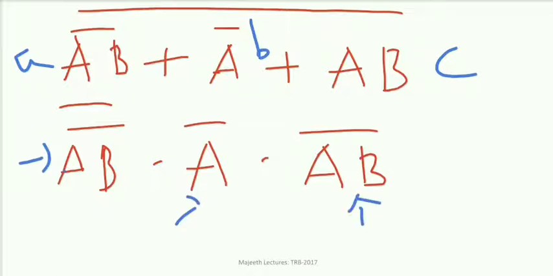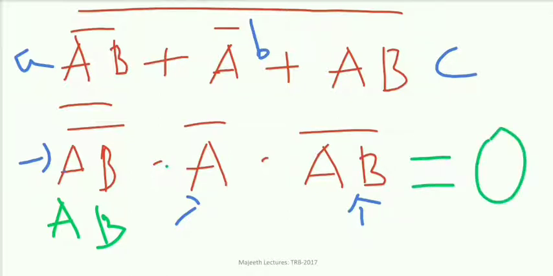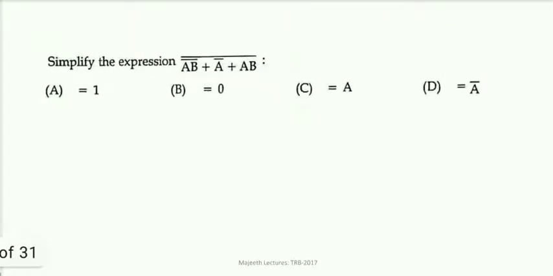So AB bar whole bar is equal to AB. So AB into AB bar is 0. So the total answer is 0. Clear? So AB bar whole bar is AB. AB into AB bar is 0. So what is the answer we can expect? The answer is option B.